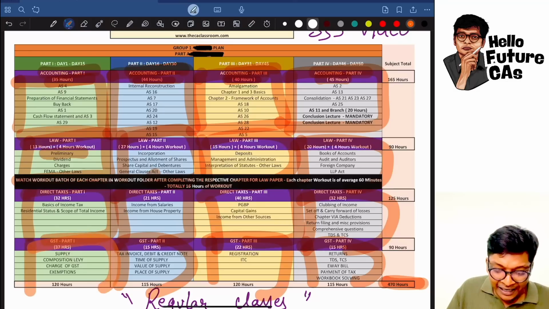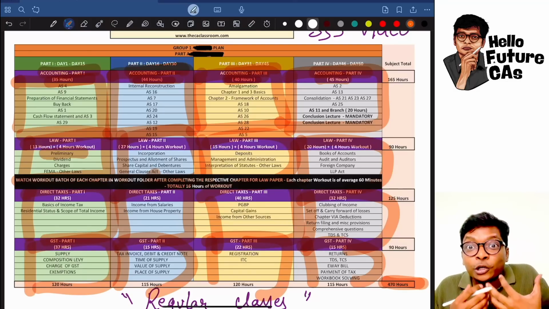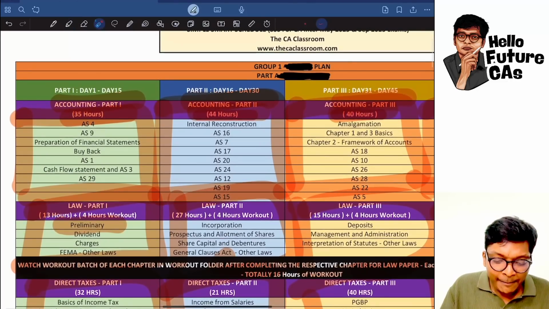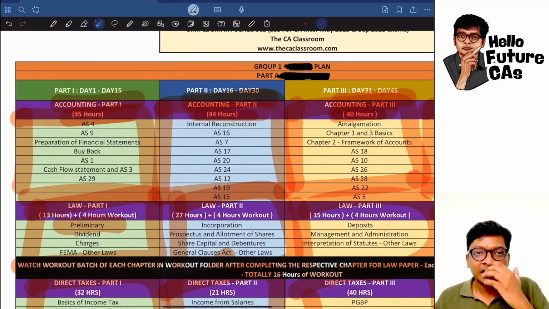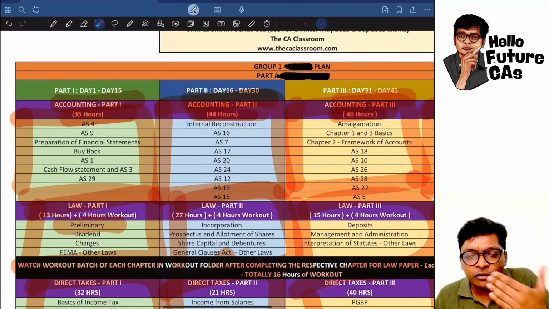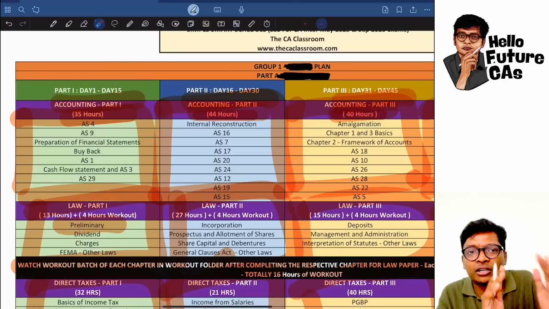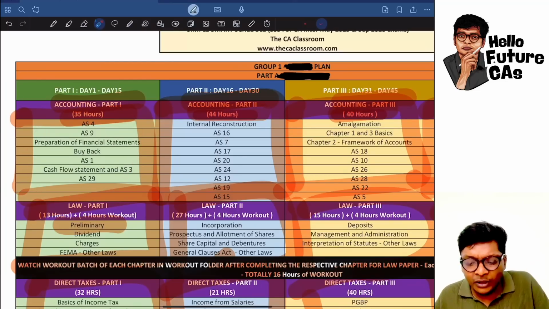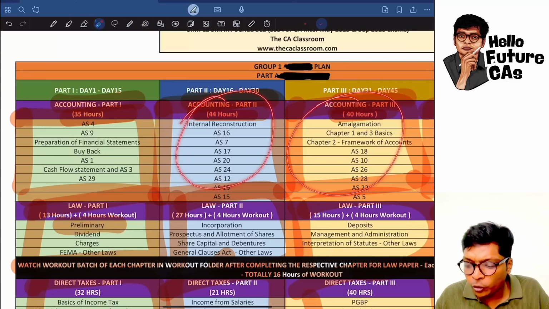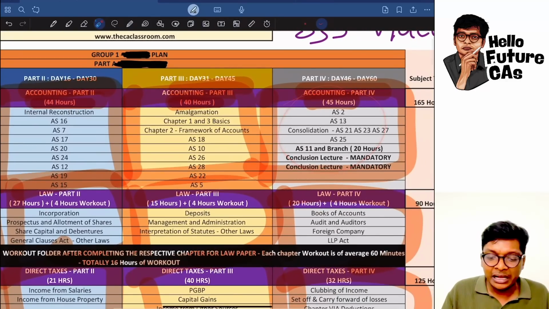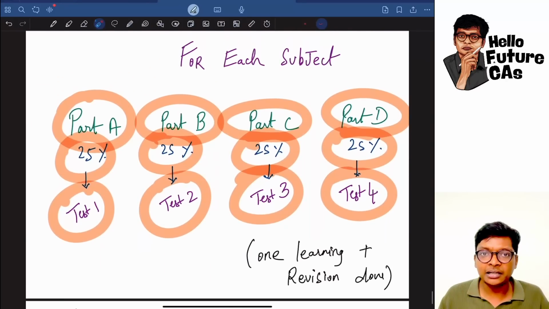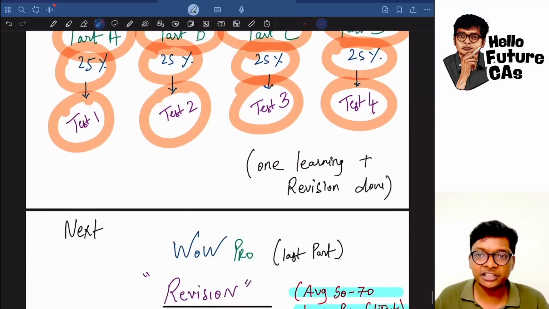Now, you don't have the strictness like a robot that I have to watch this today. You have to finish part 1 first. If you watch daily 4, 6, 8 or 10 hours of classes, part 1 will get over. You yourself will know that once part 1 is done, go to part 2, then go to part 3 and then go to part 4. I hope this part is clear for you guys. Okay, this is the first part like I mentioned.